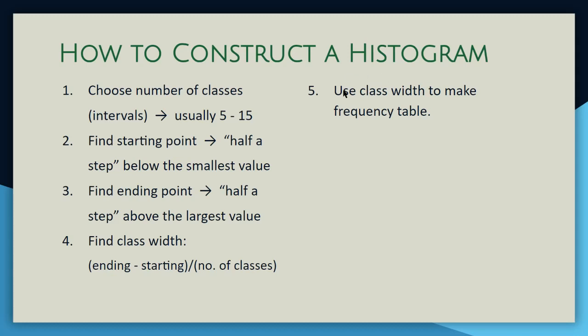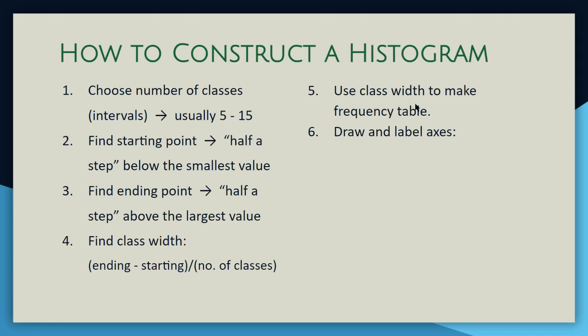Once we've decided on that class width, we're going to use it to make our frequency table. So you start at that smallest value, that half step below, and then you add the class width to get the upper boundary, and then you keep adding that class width to create your table. We're going to do an example in a second so you can see what that process looks like. But steps 1 through 5 are all about constructing that frequency table. That's where most of the math is.